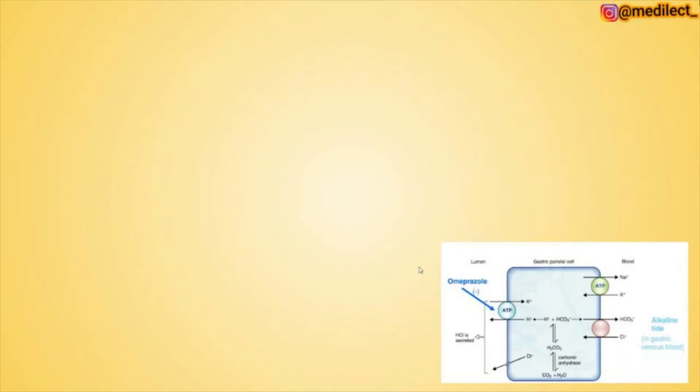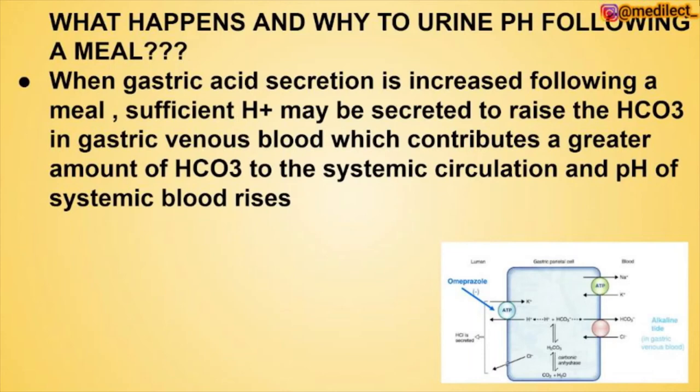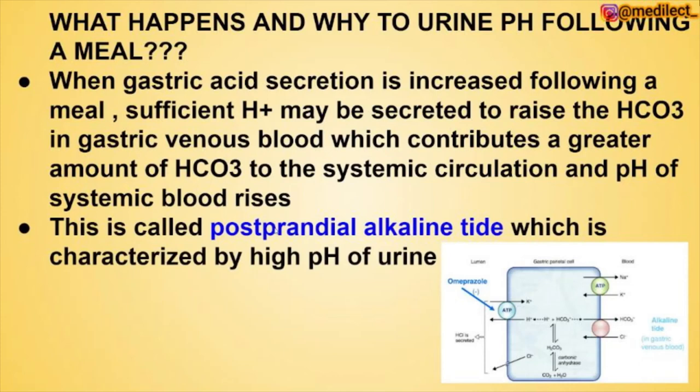Now, what happens to the urine pH following a meal? Whenever you eat, what happens to your urine pH? When the gastric acid secretion is increased following a meal, the H plus and the HCl secretion is increased in your stomach, of course. Sufficient H plus may be secreted to raise the bicarbonate in the gastric venous blood, which contributes a greater amount of bicarbonate to the systemic circulation, and the pH of the systemic blood rises, meaning it becomes alkaline. This is called the postprandial alkaline tide, which is characterized by high pH of the urine following a meal.